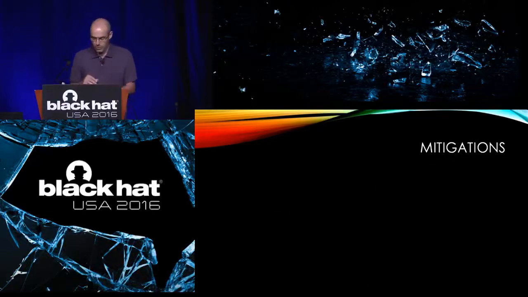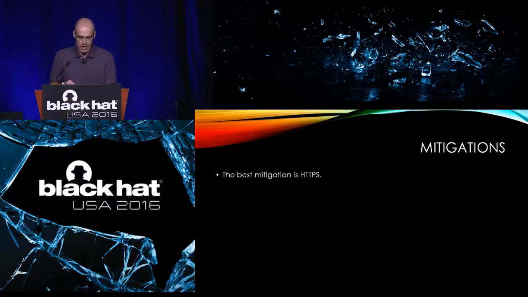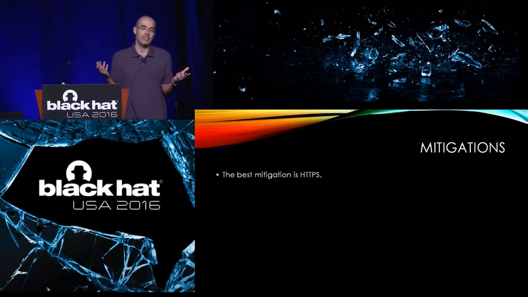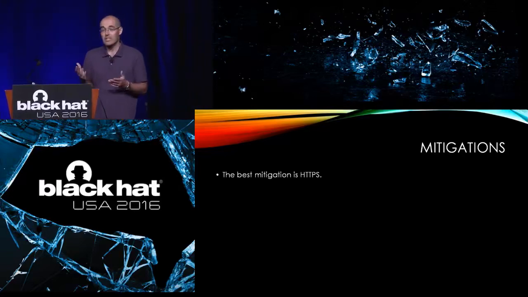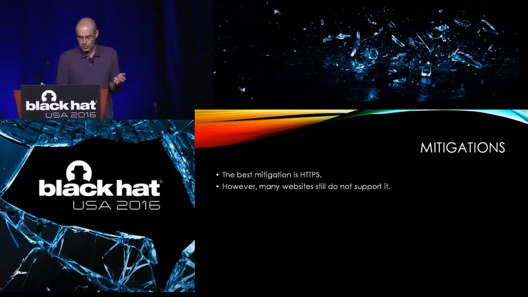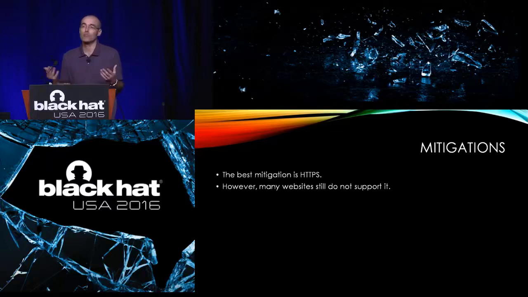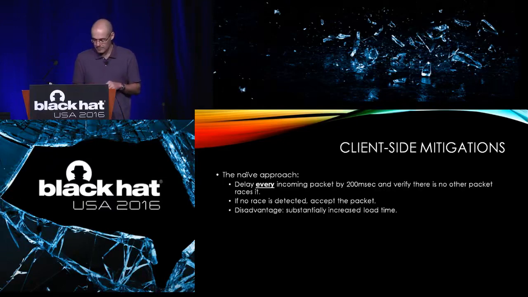So for the last few minutes, I would like to touch on the mitigations of the injections. The best mitigation here is simply using HTTPS. If the TCP packets are authenticated, then the injection cannot happen. Unfortunately, still many websites do not support HTTPS. So we wanted to now search for another mitigation, which is dependent only on the client and allows it to block injections even if it cannot use HTTPS.